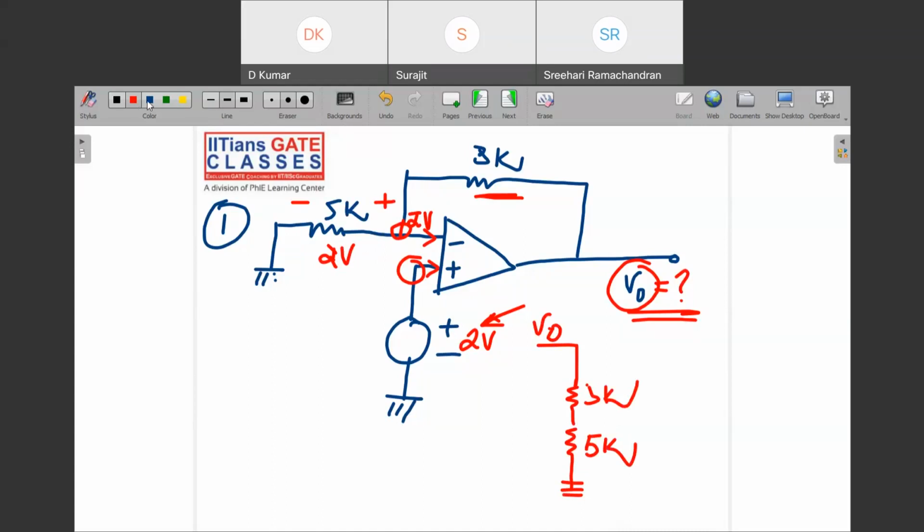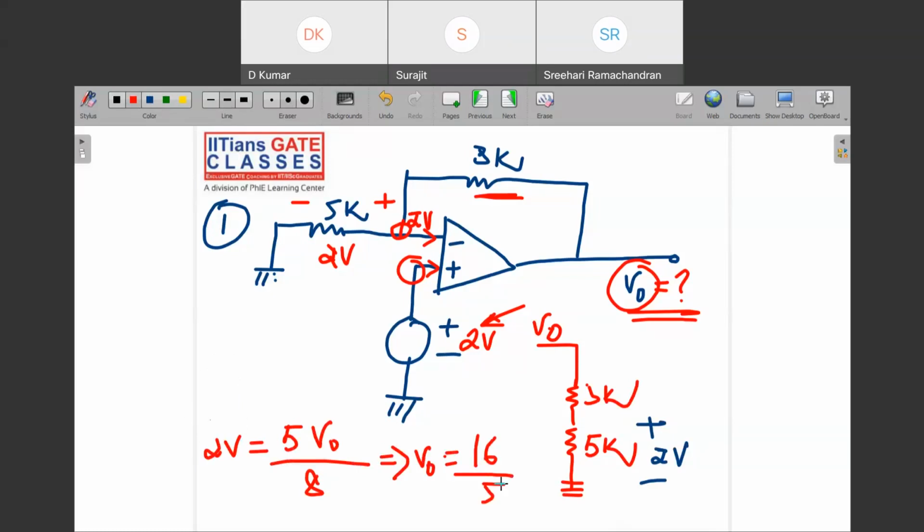The voltage across 5K is how much? Look, 2 volt. So what is unknown? V naught is unknown. So what can you apply here? You can directly apply the voltage division rule. So 2 volt equals, what will happen here, 5 into V naught upon 8. So this gives you V naught equal to 16 by 5. Do both of you understand how I have solved this?